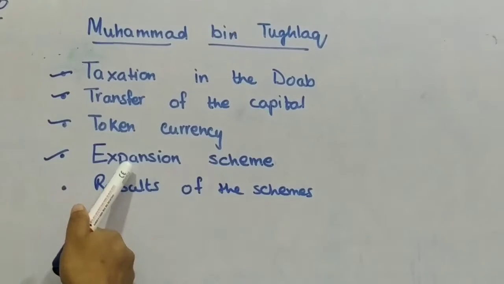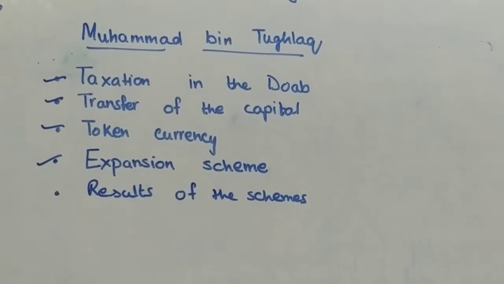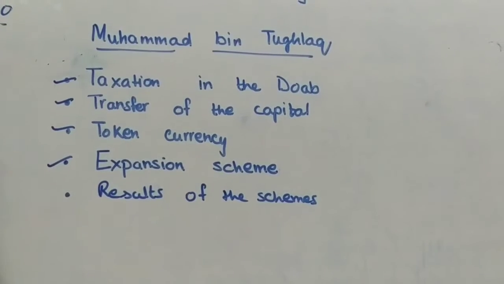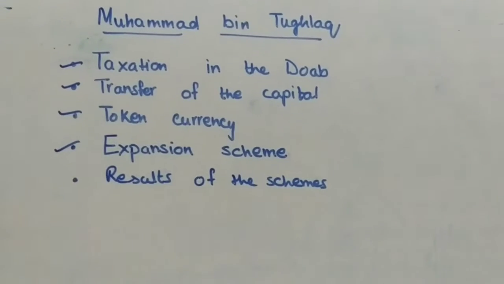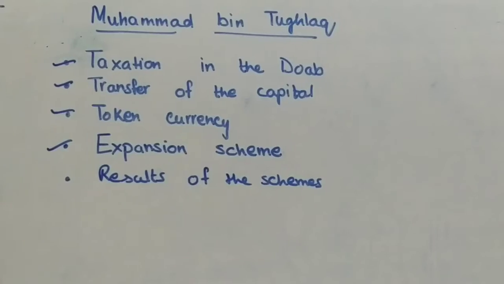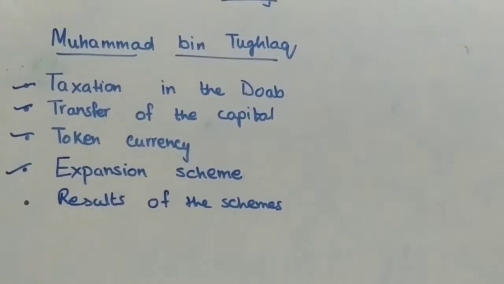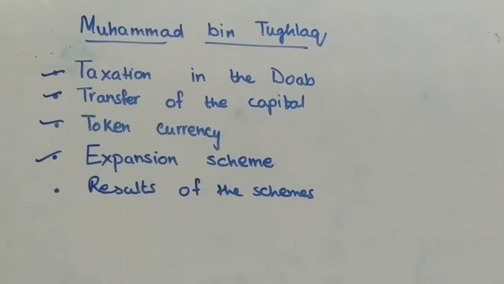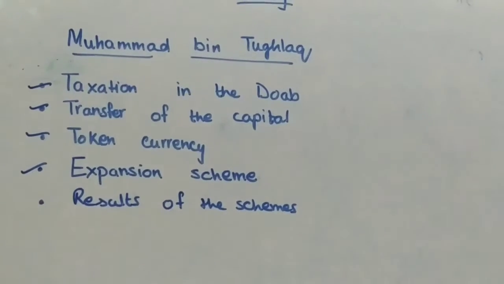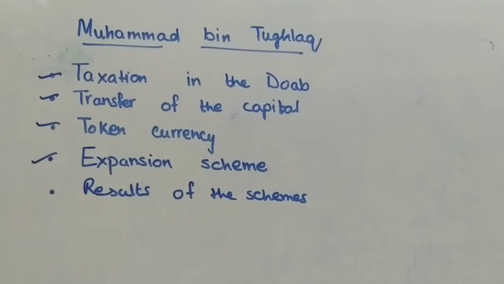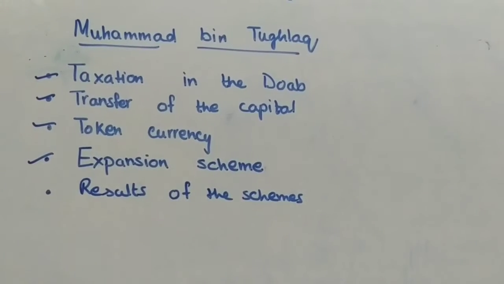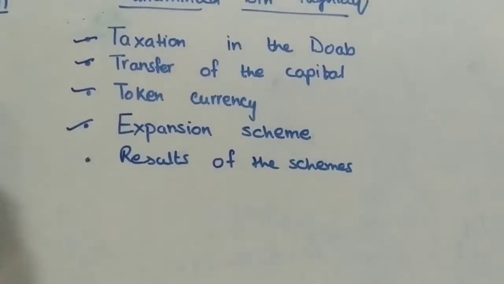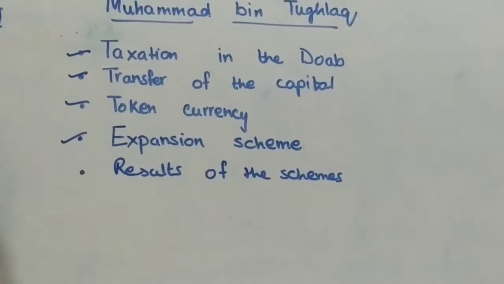And also the expansion scheme that we read just now, that he wanted to expand his empire, but he could not do that. Instead, he lost a lot of army people. Okay, and we see that only 10 soldiers returned after conquering that Himachal region, right? So what do you think will be the result of the schemes? It was all a failure, right?